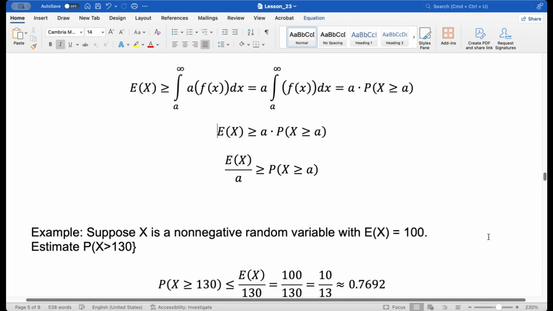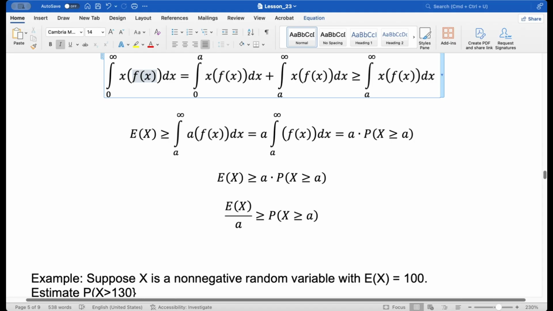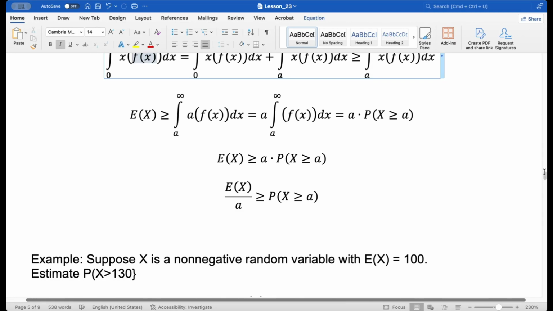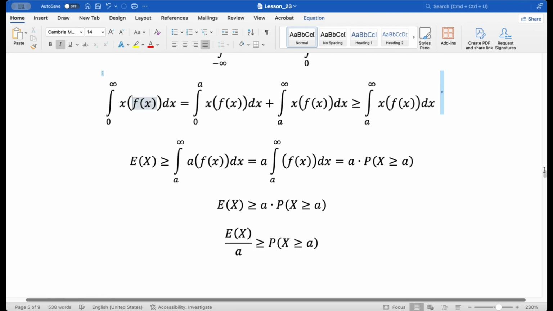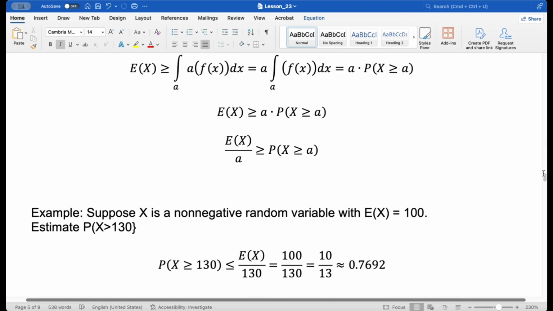So an example here, suppose we have a non-negative random variable with mean expected value 100. Let's get an estimate on the probability that x is greater than 130, which is the same as greater than or equal to if you're dealing with a continuous situation. According to this formula, this will be less than or equal to the mean divided by a, 130. 100 over 130 is 10 over 13. It's about 0.77, about a 77% chance. Let me rephrase that. The probability x is greater than or equal to 130 is less than or equal to about 77%.